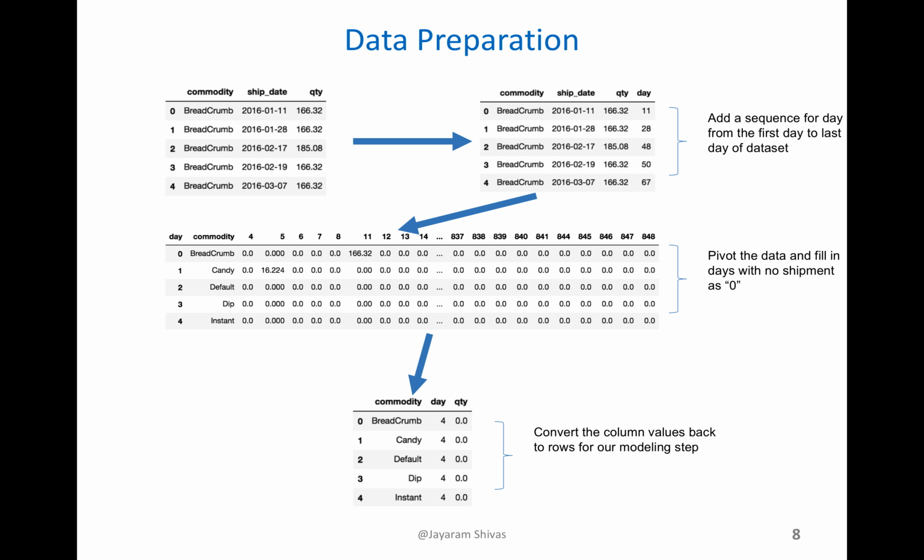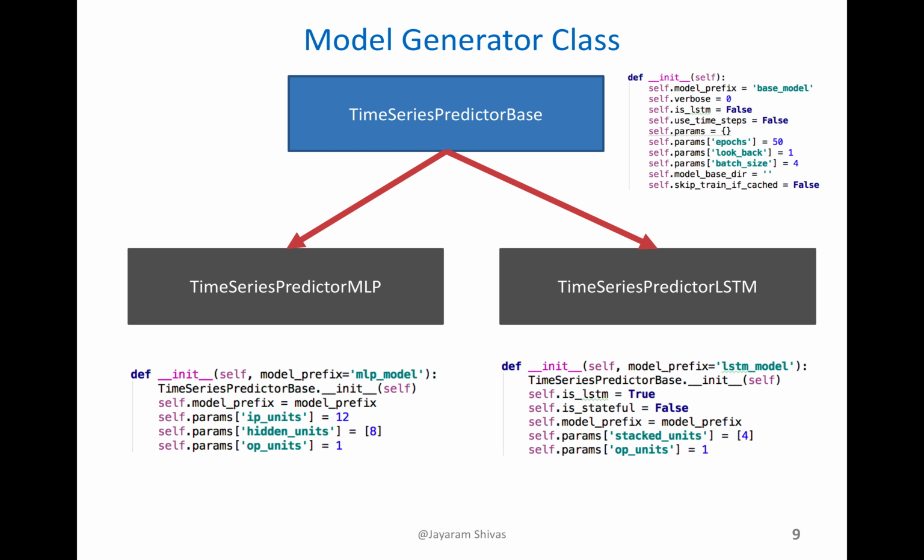And this was important because I needed data in this format to be used in the next step, which is the modeling step. Now, before getting into the modeling step, one of the things I did was to use a model generator class. So it was basically a wrapper class around Keras. So instead of using Keras directly and building models, I created this wrapper where you can pass in parameters, and based on the parameters, the Keras models get generated.